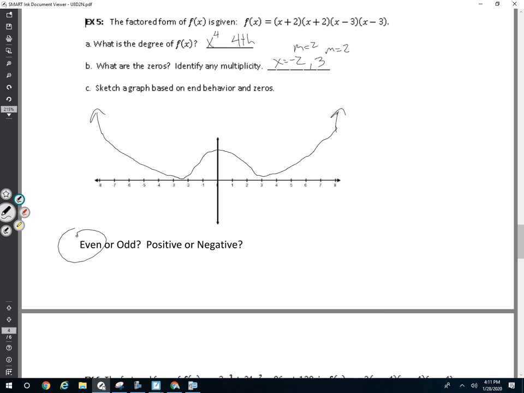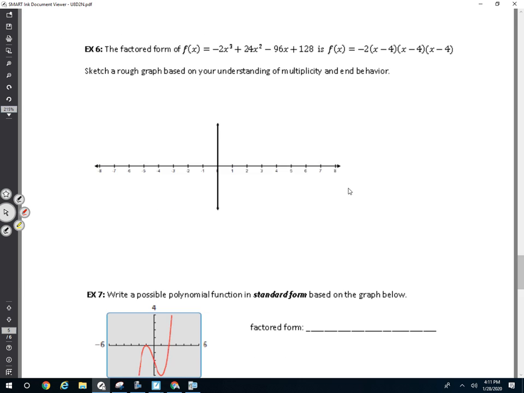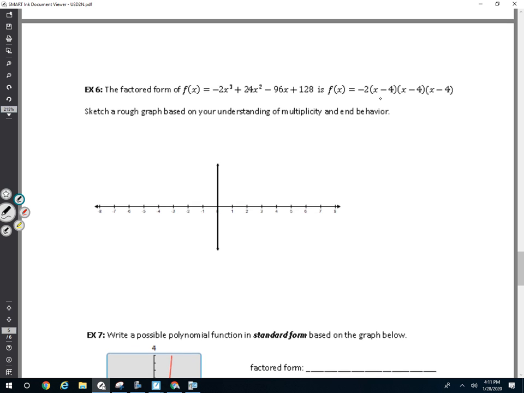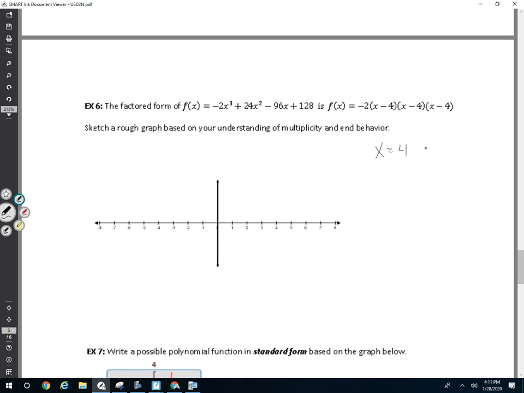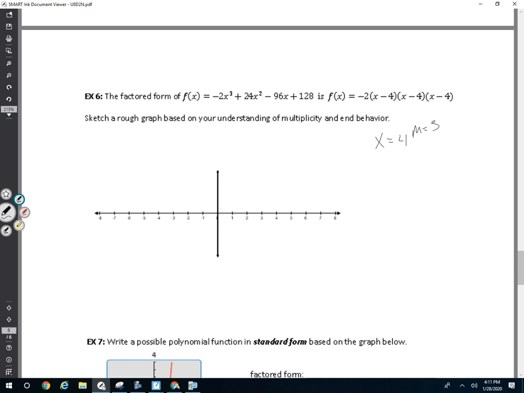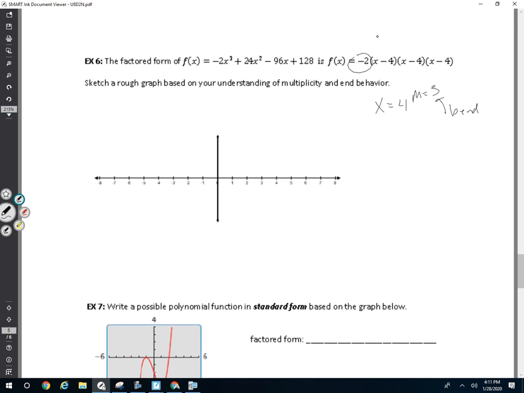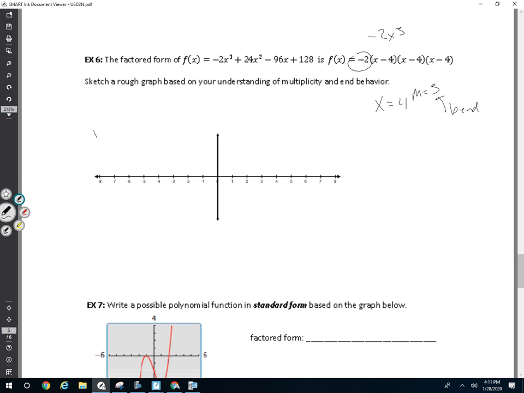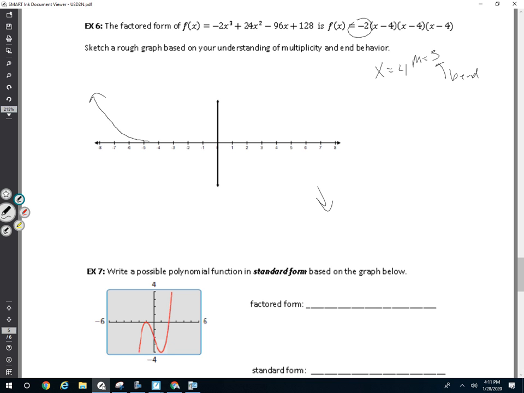Even, odd, it's an even, it's a positive or negative, positive leading coefficient. Okay? Here. I factored this. It becomes -2 times x minus 4, x minus 4, x minus 4. X equals 4 is the only solution. Its multiplicity is 3. That's telling me I'm going to bend. I got a negative value, and if I multiply all these x's out, it would be -2x cubed. End behavior of a negative x cubed is like this. I'm going to go through 4, and I'm going to bend as I get through it. So something like that.